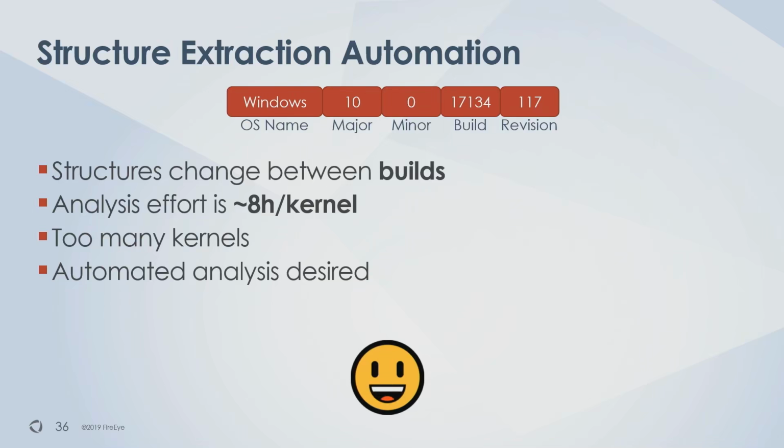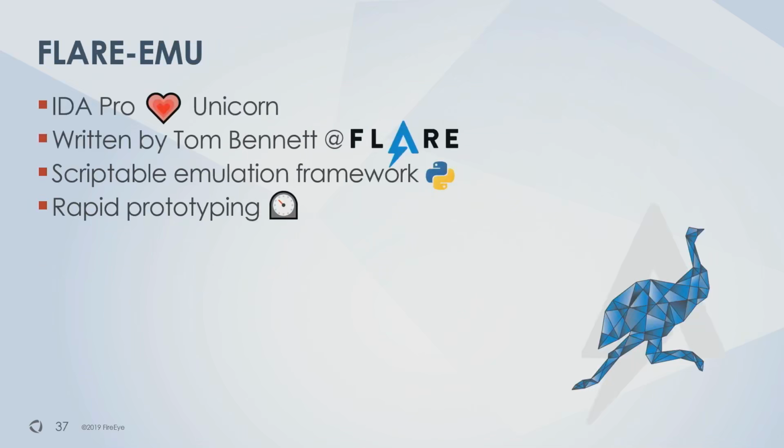Why not leverage emulation? Luckily enough for me, Tom Bennett there on the Flare team had been working on Flare-EMU since, I think, 2017 or so. Flare-EMU is essentially the marriage of IDA Pro and the Unicorn emulator. It has loads of helper functions that help reduce the level of effort needed to leverage Unicorn within your projects. Flare-EMU loads binaries for you. It allocates memory automatically anytime you hit a fault. And then it has a very straightforward API for accessing registers and memory context. And ultimately, this enables rapid prototyping.